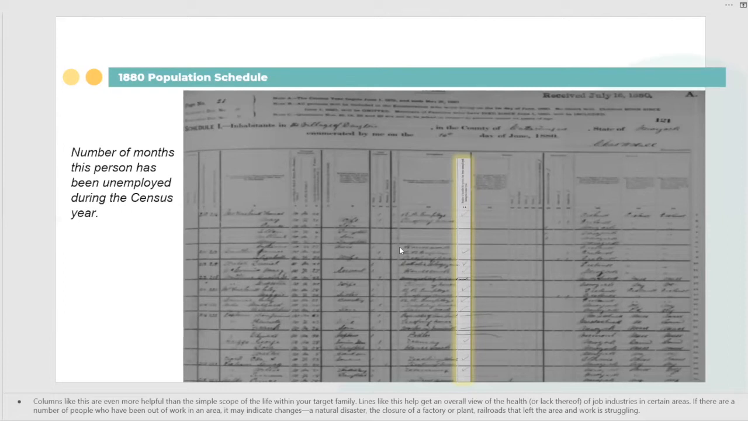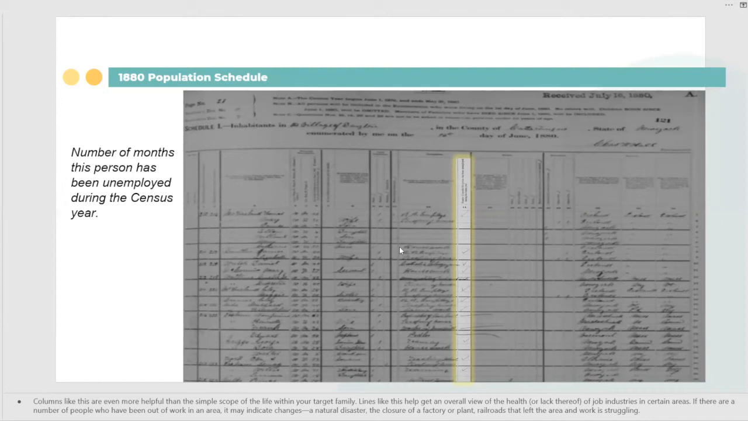Lines like this help you get an overall view of the lack or help thereof of job industries in certain areas. If there are a lot of people who've been out of work in an area, it might indicate changes: a natural disaster, closing of some kind of factory or business that supported the community very well, railroads that left the area, mines that closed. There's lots of different things that can explain a sudden spike in unemployment. And this is another one of those questions that you can see they were asking to try to get a finger on how employment was starting to come back after the Civil War.